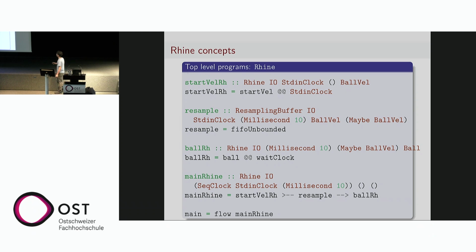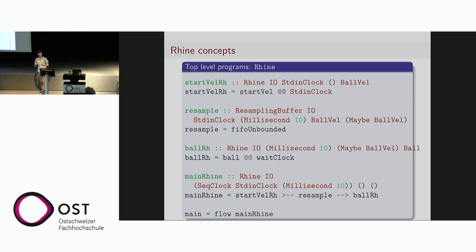Let me quickly jump ahead. The ball we will simulate every 10 milliseconds. So we have to give an implementation of how we achieve these 10 milliseconds, and there's one particular one in the library. And then we have to talk about how we let those two components that are on different clocks communicate. And this is done with resampling buffers.